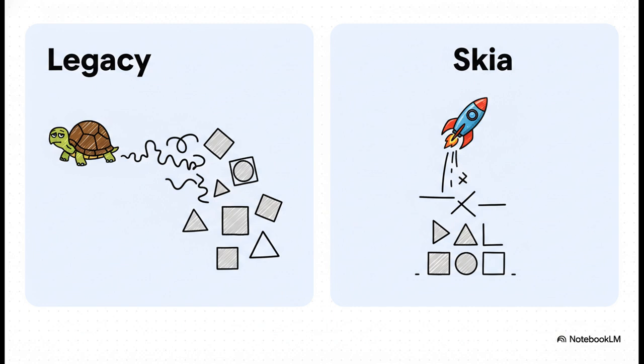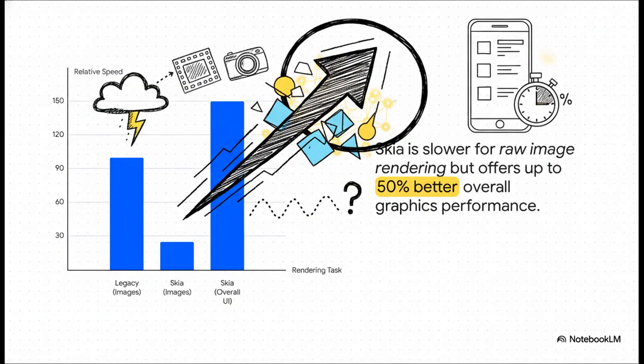What does that mean for you? It means higher efficiency, way better drawing quality, and a massive, massive leap in performance. But you know, high-performance engineering is full of these fascinating trade-offs, and this chart illustrates one perfectly. It turns out the old legacy canvas might actually be faster at one very specific task, rendering raw images. But, and this is the crucial part, Skia's overall graphics performance can be up to 50% faster because it's optimized for what you do 99% of the time, drawing complex UIs. It's a strategic choice. You optimize for the common case, not the rare exception.